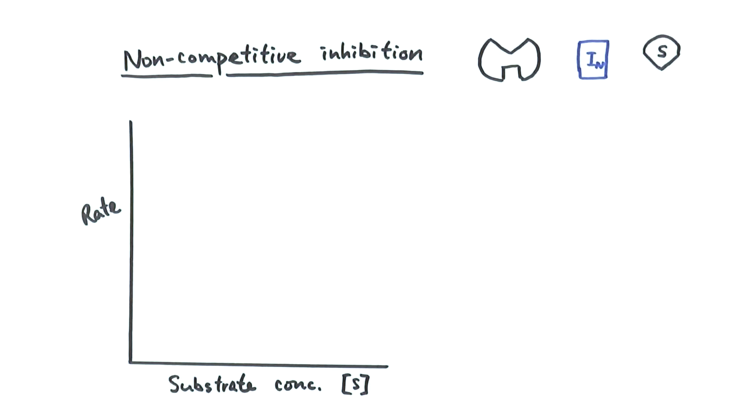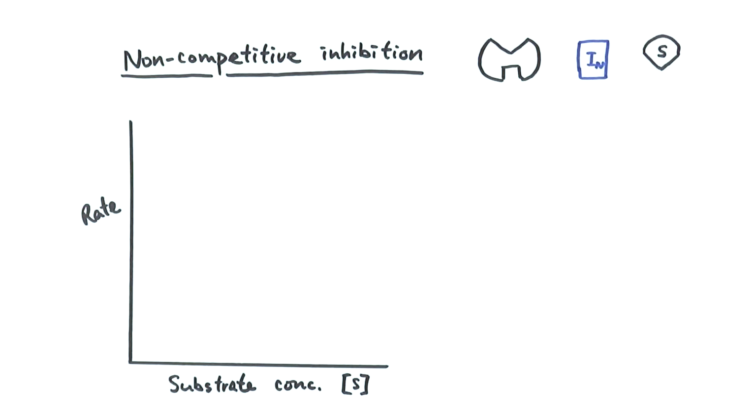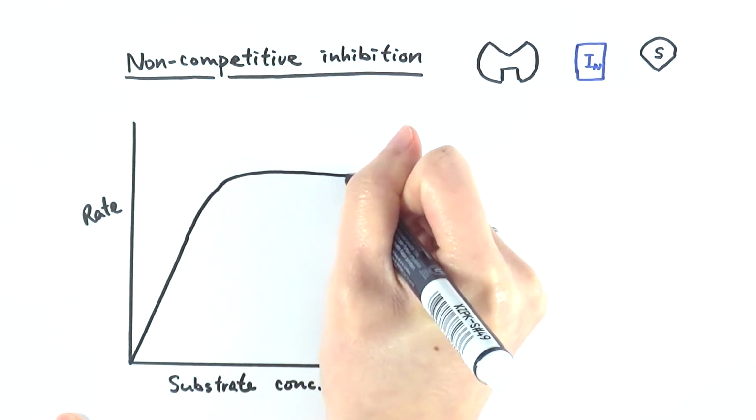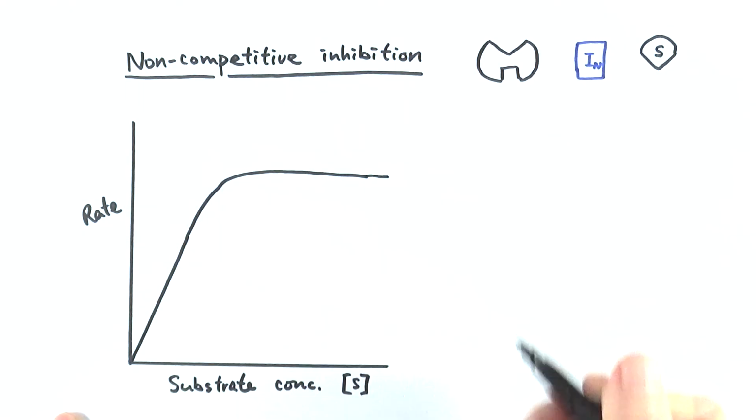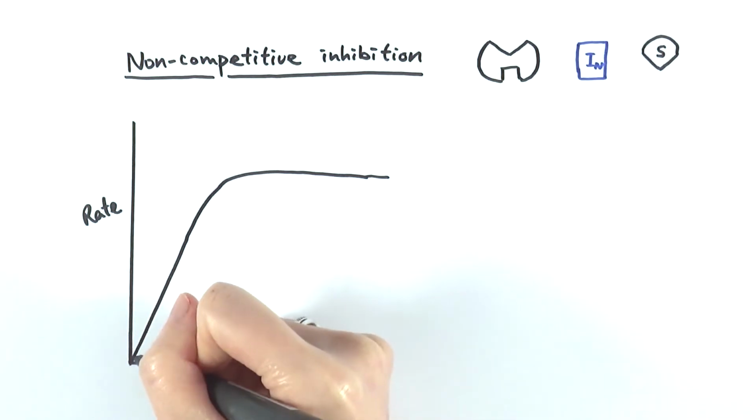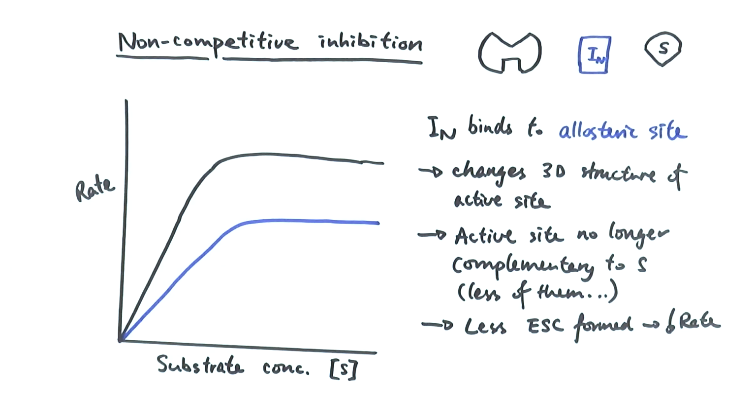So remember, the non-competitive inhibitor is where it can bind to the allosteric site instead. So again, if we start with having a graph where it doesn't have any inhibitor, that's what the graph would look like, exactly the same as the initial one before. But this time with the binding of the non-competitive inhibitor to the allosteric site, the shape of the graph looks something like this.